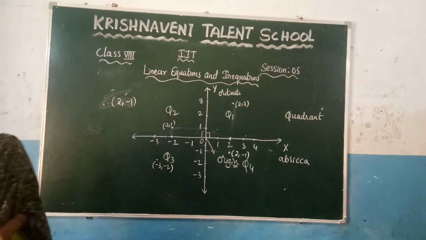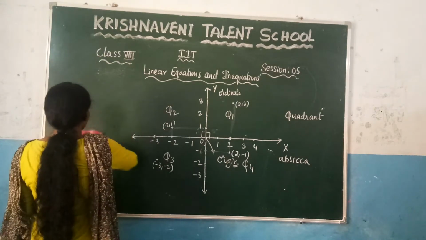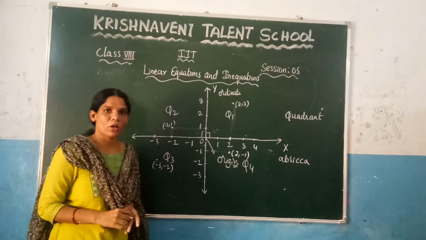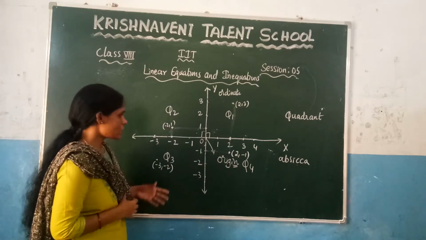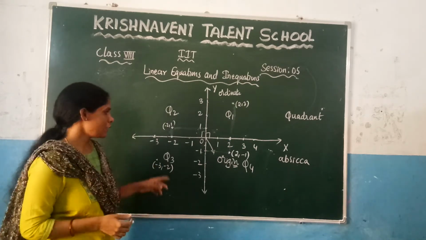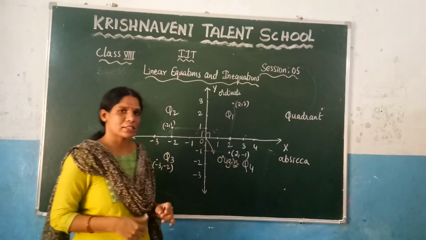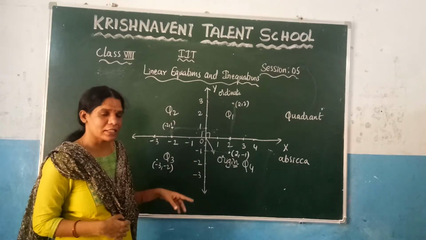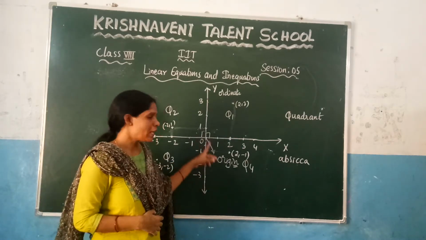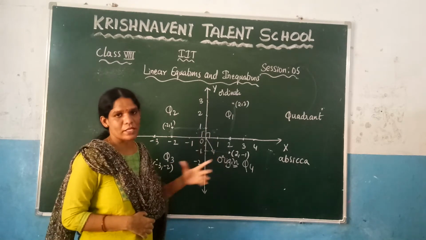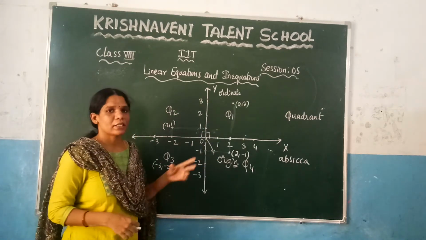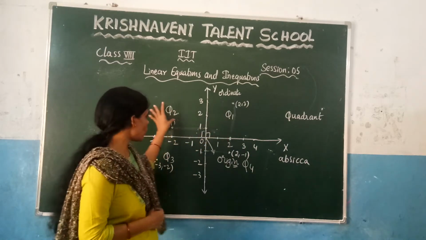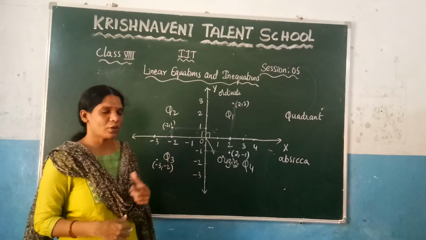So here we have learned how to mark the points on a coordinate axis. This is nothing but the coordinate axis, and the horizontal line we call the x-axis and the vertical line we call the y-axis. These two axes intersect at one point that we call the origin, and here the angle is 90 degrees because these two lines are perpendicular. After that, this coordinate axis is divided into 4 parts, which are quadrant 1, quadrant 2, quadrant 3 and quadrant 4.